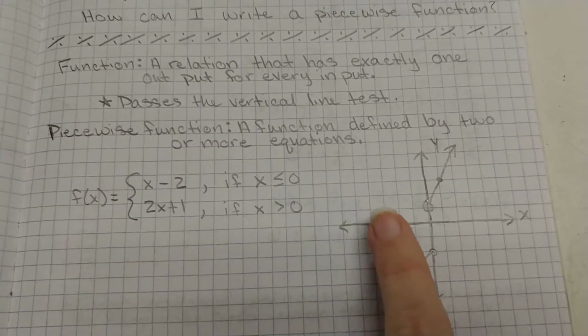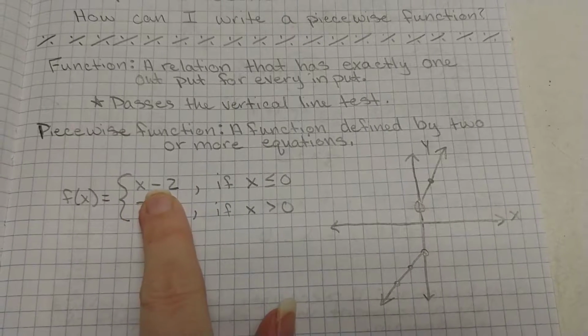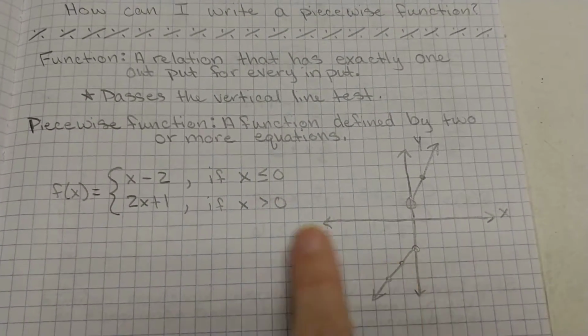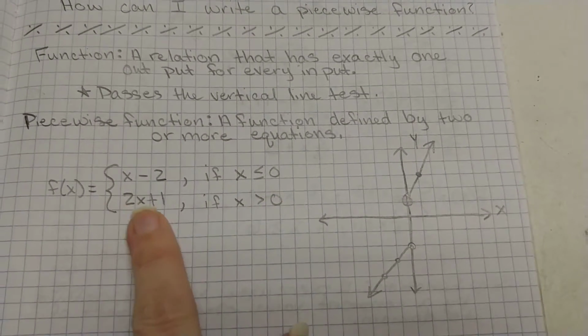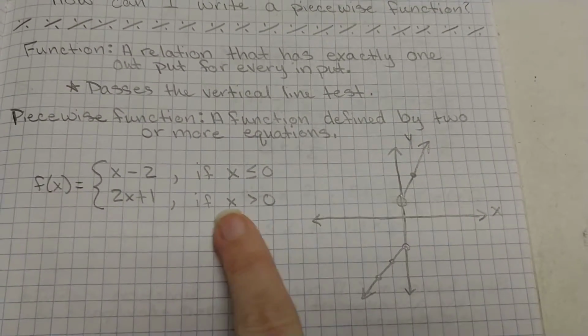So for example, this graph here uses x minus 2 if x is less than or equal to 0, and it uses 2x plus 1 over here if x is greater than 0.